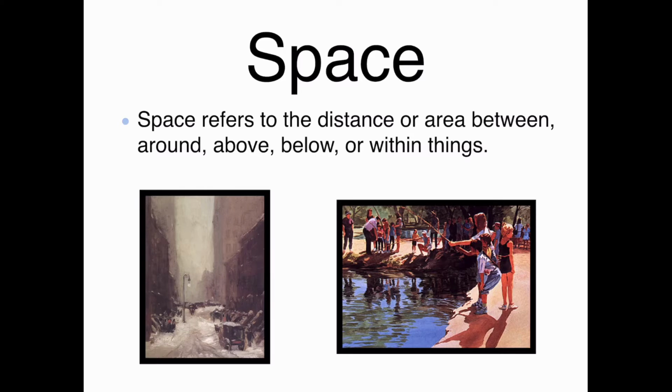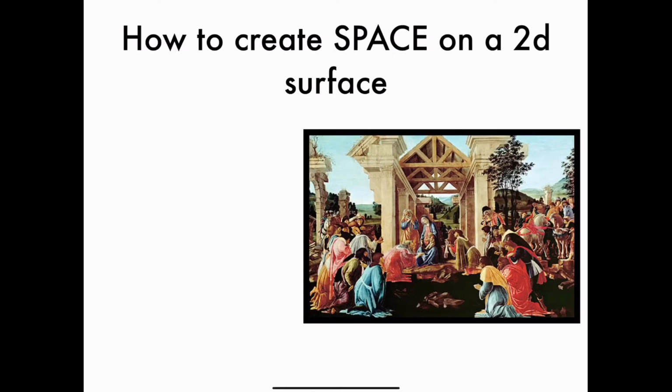So anytime that you have a painting or a drawing and you want to create a scene where it looks like it's a realistic three-dimensional scene on a two-dimensional paper, you have to do certain things to actually make it seem realistic. So you can create space on a two-dimensional surface by doing one or a combination of these 5 things. The first one being color.